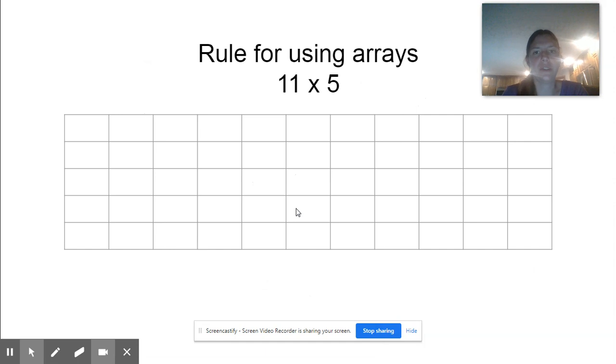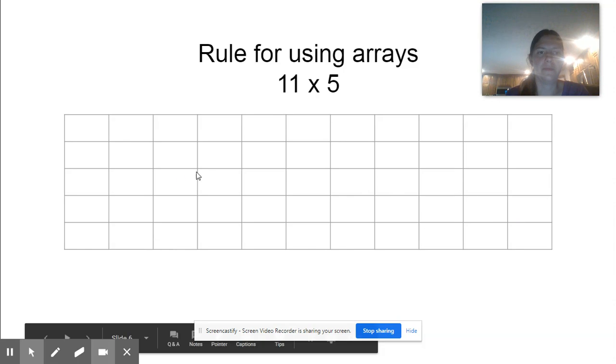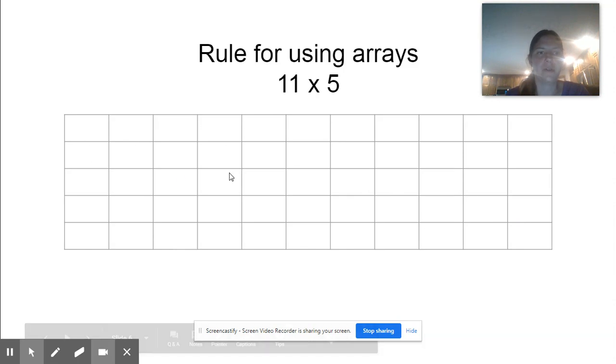Another thing you could use is something called an array. It's a set of rows and columns. So say you have a problem like 11 times 5. In this array, I have created 11 columns in a table. The columns are going up and down. And I've got 5 rows. The rows go side to side.